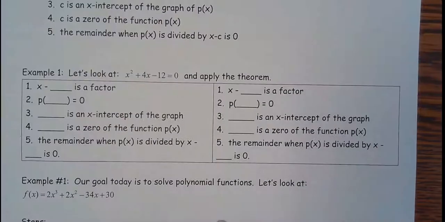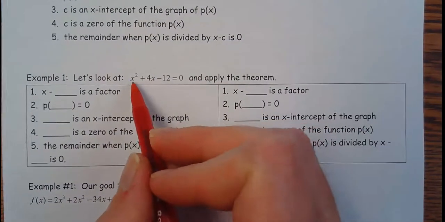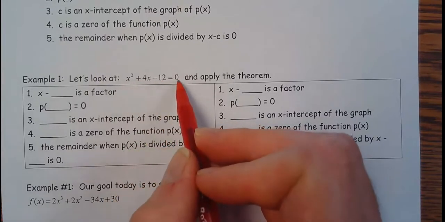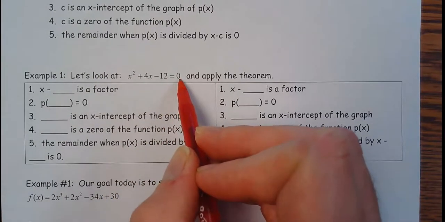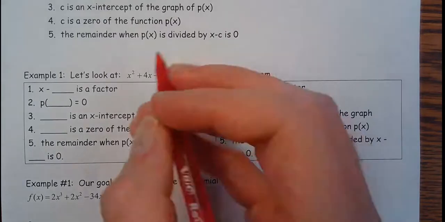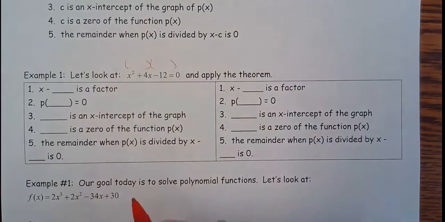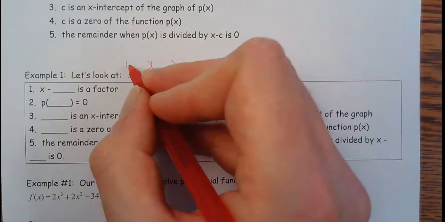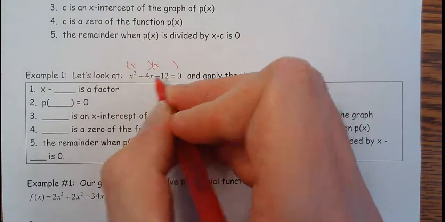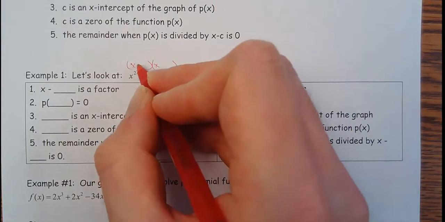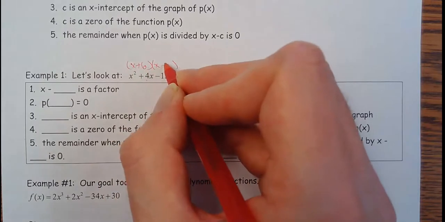We're going to apply this idea. Okay, so look at this. This guy right here, I've got x squared plus 4x minus 12 equals 0. So if that is true, we want to look at some things here. So first off, let's factor it. What would be x? The product's -12, the sum is 4, so that'd be plus 6 and minus 2.